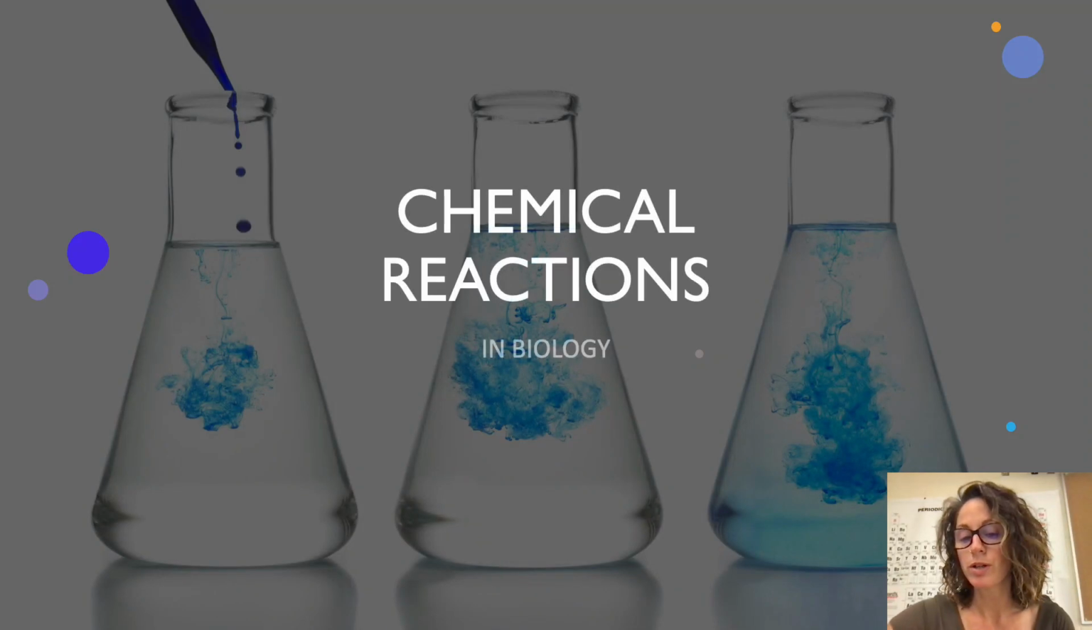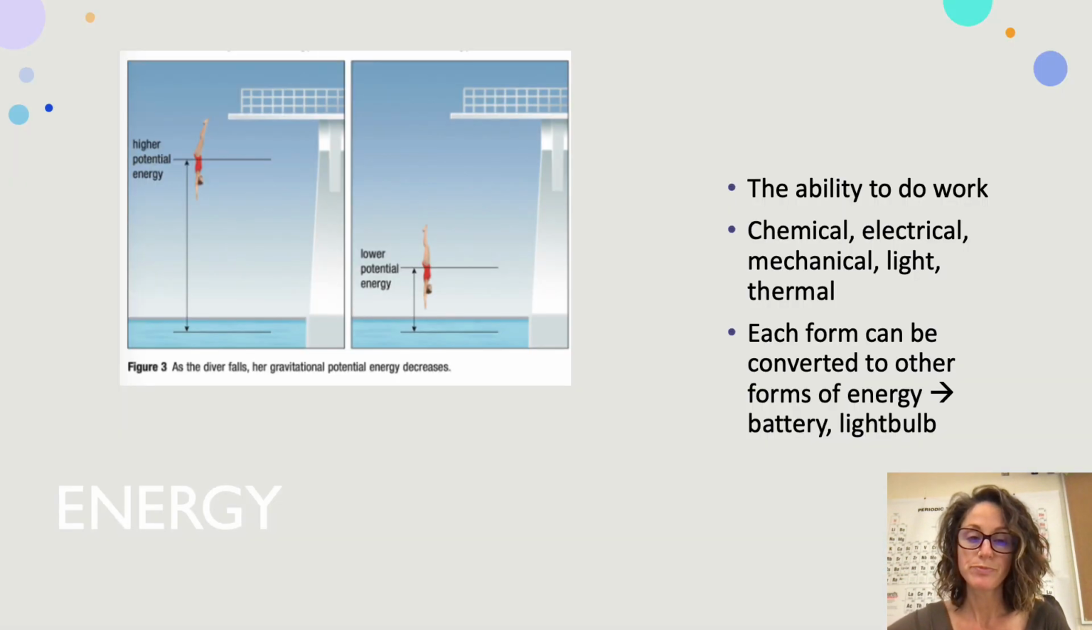In today's lesson, we are going to go over the different types of chemical reactions that we see in biological systems. So first, let's talk about energy. Energy is the ability to do work, and we see this in chemical, electrical, mechanical, light, or thermal energy. Each form of energy can be converted to other forms of energy.